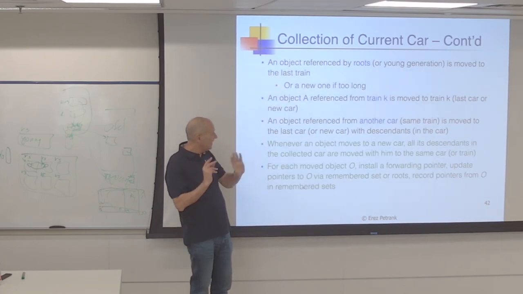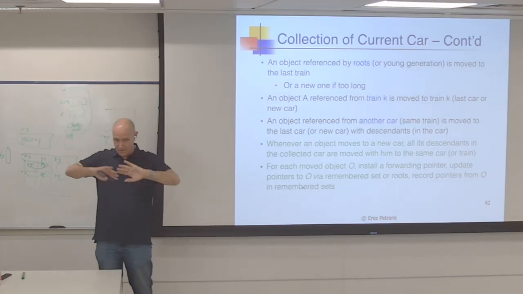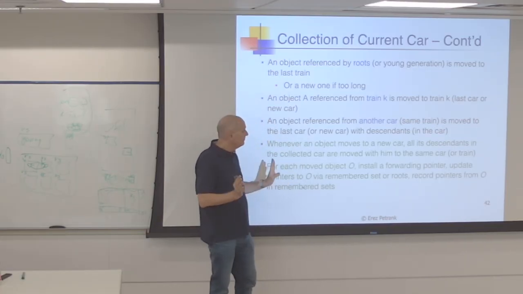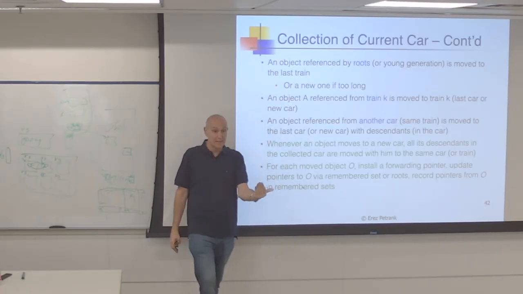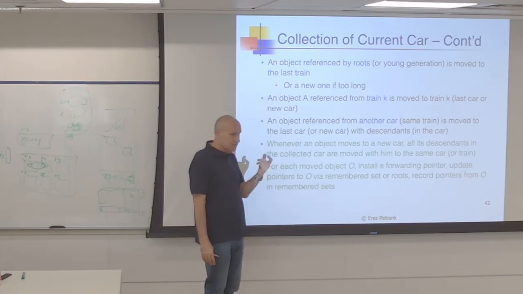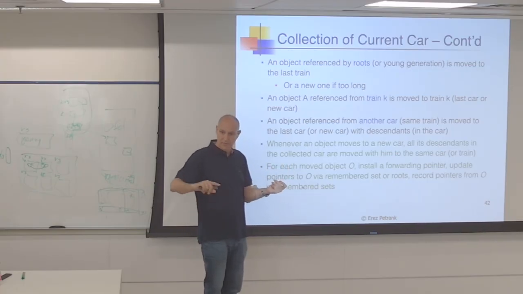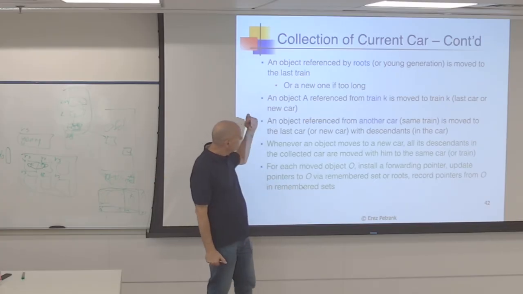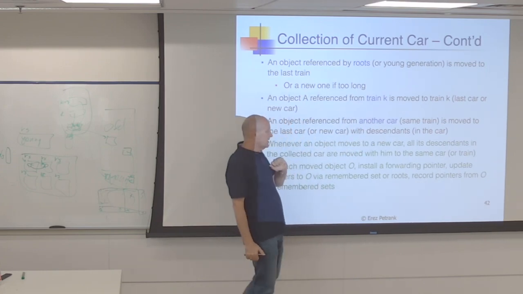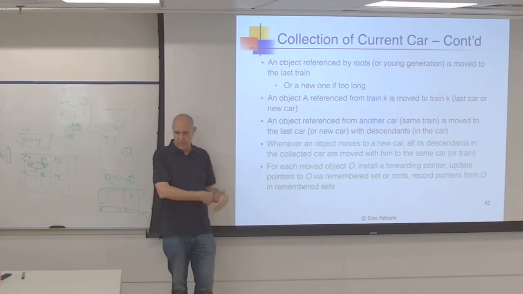Okay, so now everything that's pointed to from the roots is gone. Everything that's pointed to from the young generation is gone. It's not in my car. Everything that's pointed to from another train is gone. It's not in the car. So the only thing that's left are objects that are pointed to from the same lower train, but from higher cars. So suppose I have an object that's referenced from another car in the same train, then I just move it to the end. Okay, if I need, I open a new car.